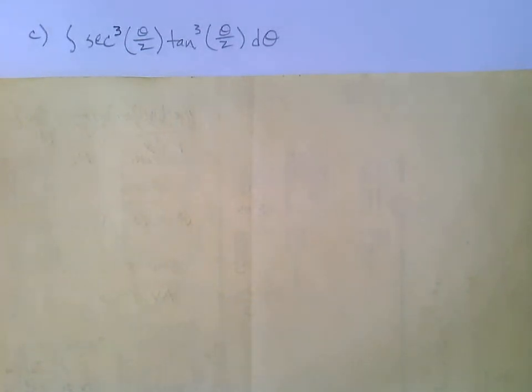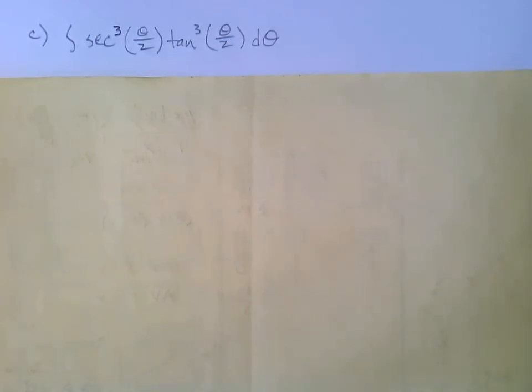Part C in this section. Hey, it's high time that we saw some powers of secant and tangent. So let's go for the integral of secant to the third theta over 2 times tangent to the third theta over 2 d theta. Okay, so looking at the guide, which situation are we in?